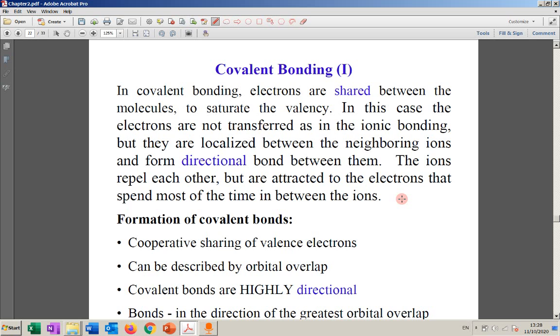Hello everyone, in this video we're going to talk about covalent bonding. In covalent bonding, the idea is that this type of bond is sharing electrons between each other. It means that both elements don't want to lose their electrons.